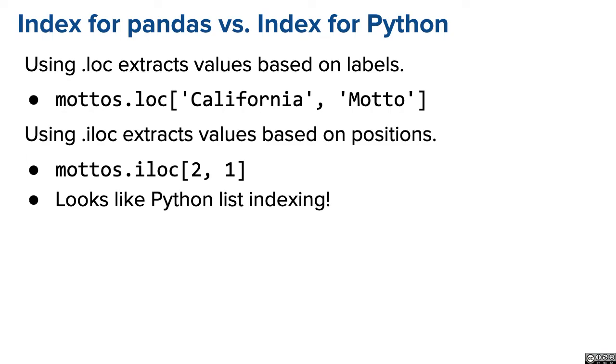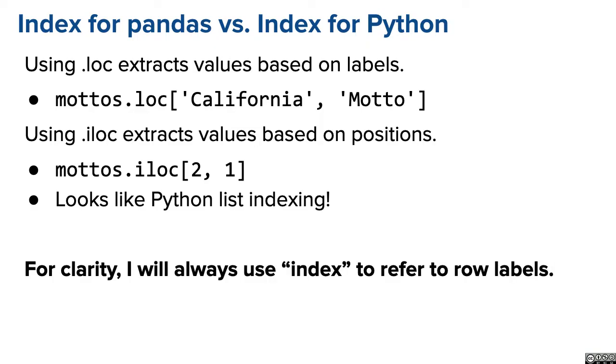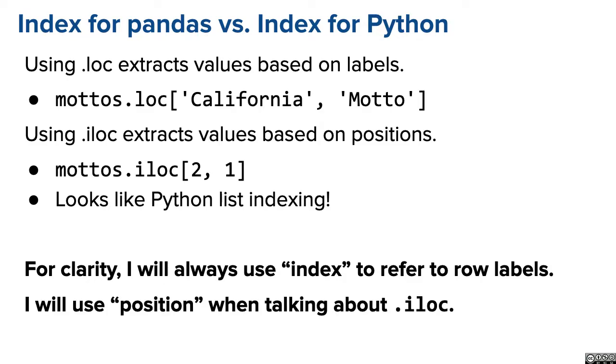So yesterday, I was not very consistent. I probably said something like models.iloc gets the row with index 2 and the column with index 1. And I will not do that anymore because it's just very confusing to people. And so what I will do instead is I will always use index to refer to that red box that you saw in the previous slide, the labels for the row. And I will never use index when talking about iloc. I will instead just say position.